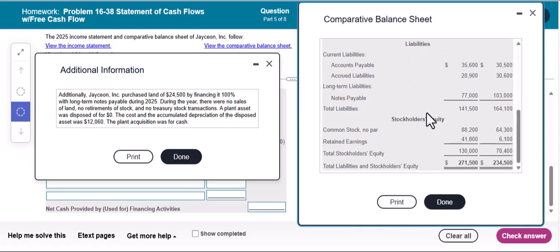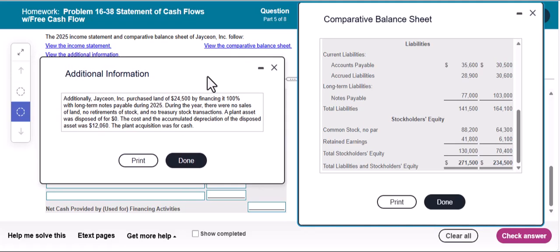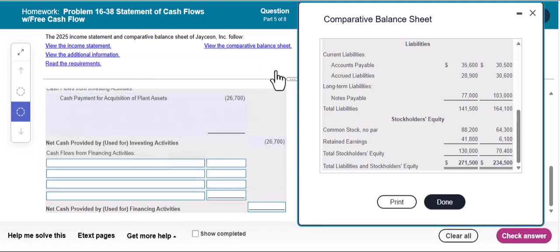and scroll down. So outright nothing sticks out to us, but the tricky part about this problem is we have to calculate the dividends paid to the shareholders, since you'll notice that there is a difference in retained earnings and there was a net income, so we will have to calculate that. So we can close out of this here. It just gives us additional information again that there was no retirements of stock and no treasury stock transactions. So let's go ahead and close out of this one. I won't be needing that.